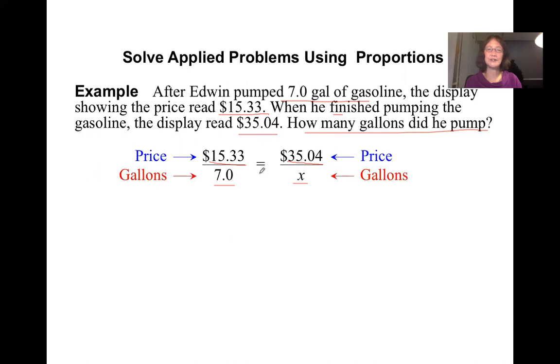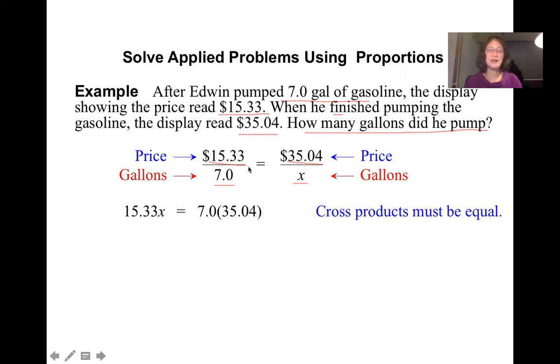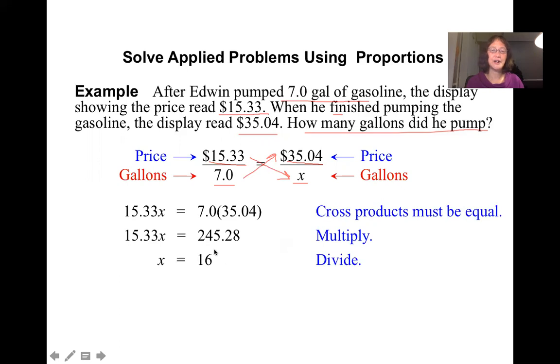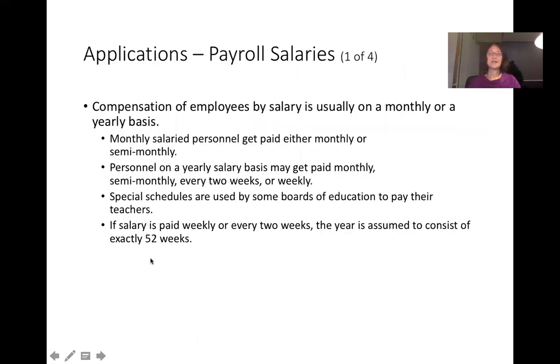You set up this equation for proportion, and then you use cross multiplication. So 15.33 multiplied by x equals 7 multiplied by 35.04. Okay. And then you further solve this equation. So how do you get x? You use 245.28 divided by 15.33, you get x.